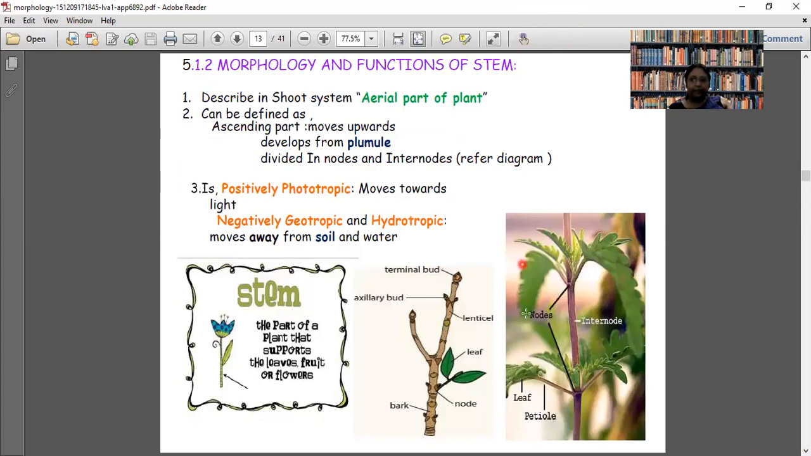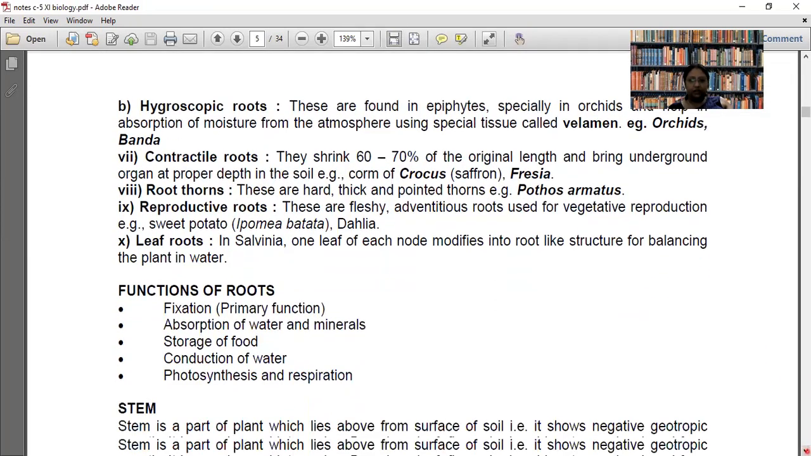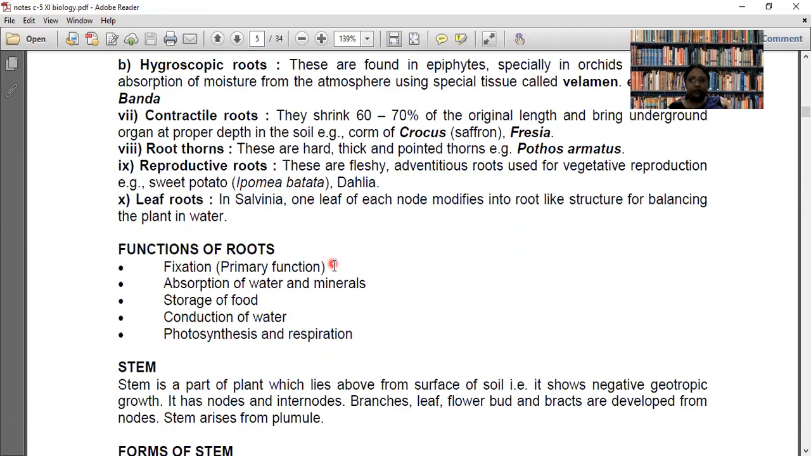So now we will look into the function. Function we already talked about, but these are the functions of the root. Now how will you remember this? How will you remember it? Again we will come to the same part. Try and make a flow chart.